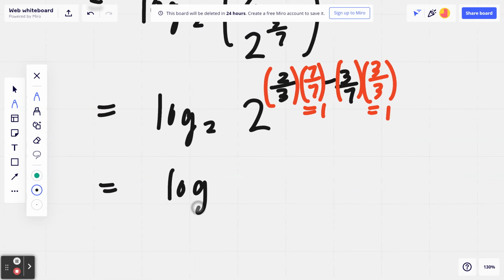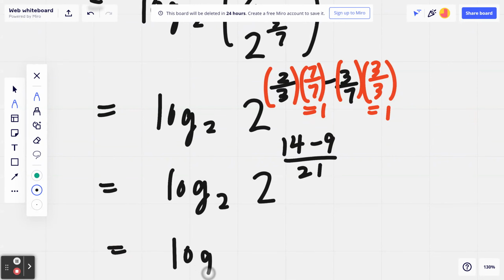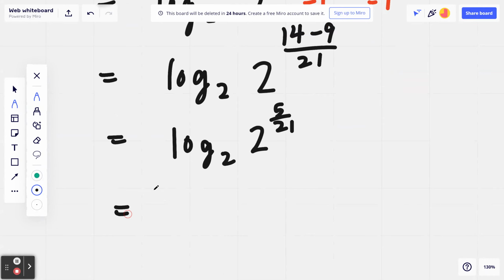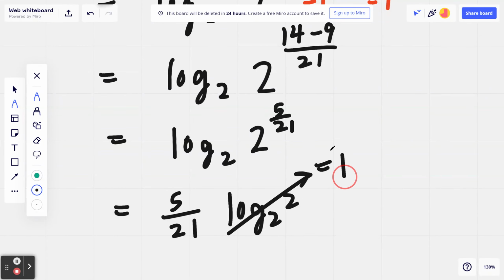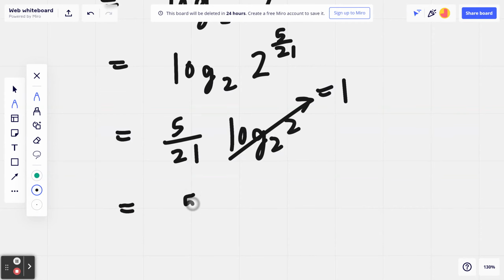So now what happens is you have log base 2 of 2 to the power of the common denominator, which is 21 in the denominator. 2 times 7 is going to be 14. 3 times 3 is going to be 9. And now look what happens. Log base 2 of 2 to the power of 14 minus 9, that's going to be 5, divided by 21. And when you bring the exponent to the front, this will give you 5 divided by 21 times log of base 2 of 2, which equals 1, by the way. So the final answer is going to be 5 divided by 21.